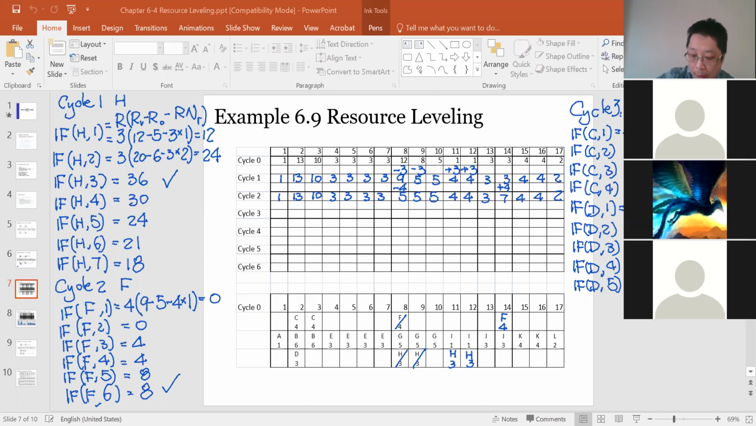Okay, let me write my answer for this. So this is 36, this is 36, this is 36. Here, this is 21, 21, 21, 21. So compare those. Which activity should I move and how many days should I move?